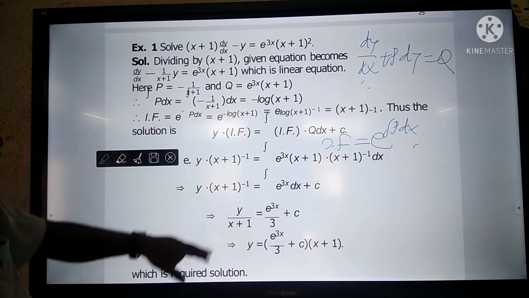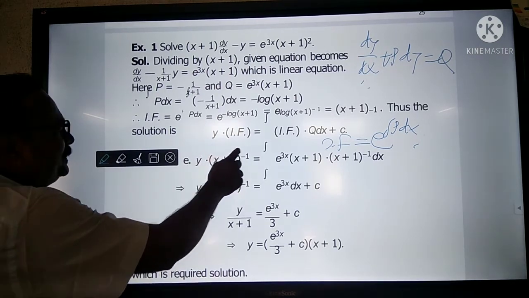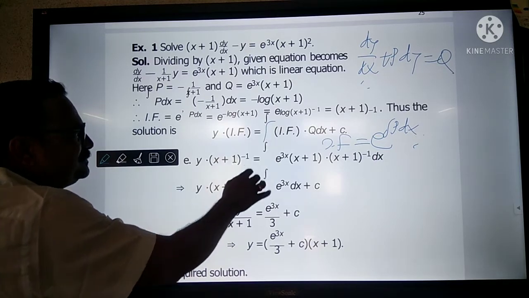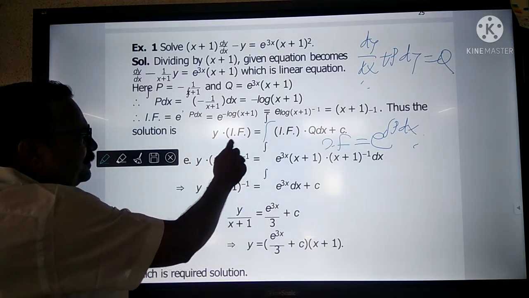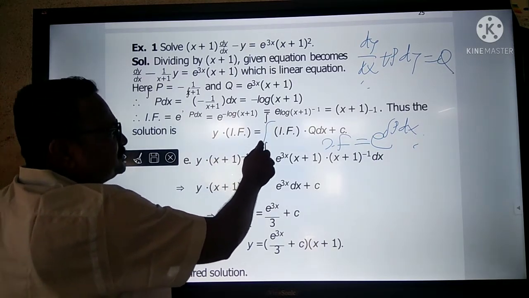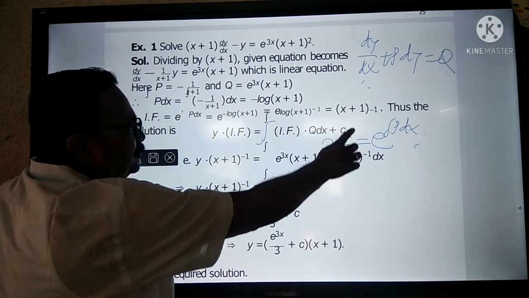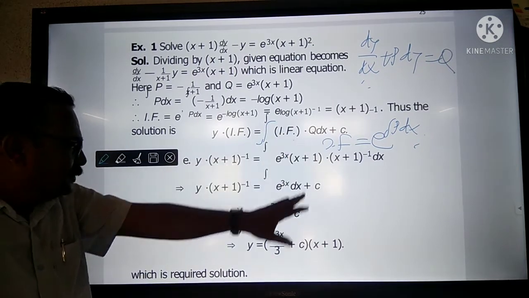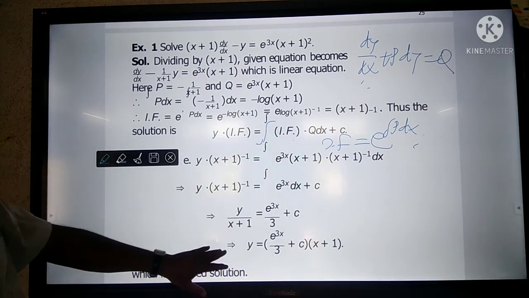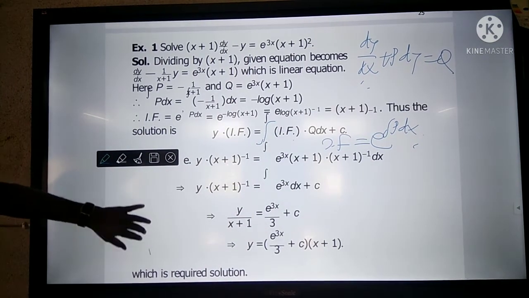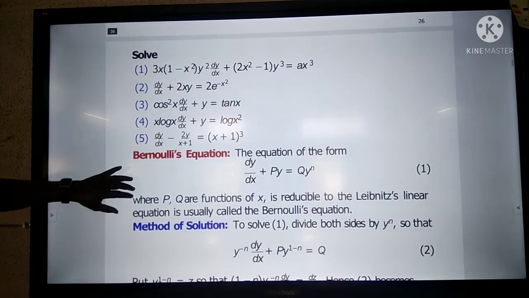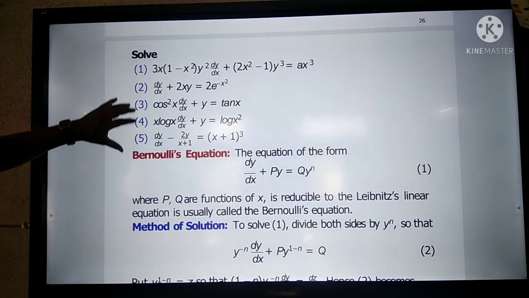That is, the solution of this is written as y into integrating factor is equal to, here is integration. So the integration signs are misplaced. That's why, see, y into integrating factor is integration of integrating factor into q dx plus c. Substitute what is the integrating factor and q. Again integrate, you will get the solution in this way. So let me take, solve this. This is the exercise given.